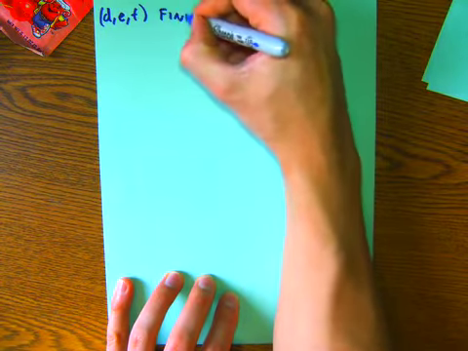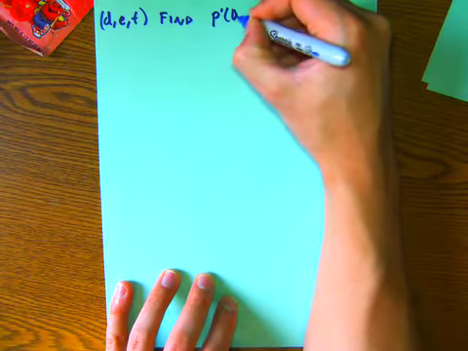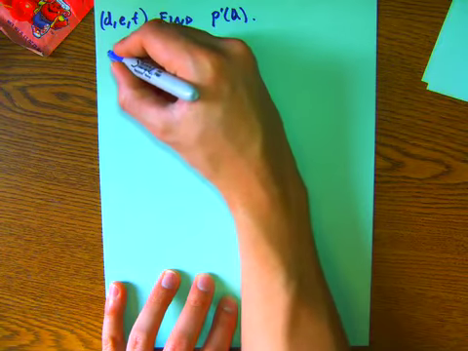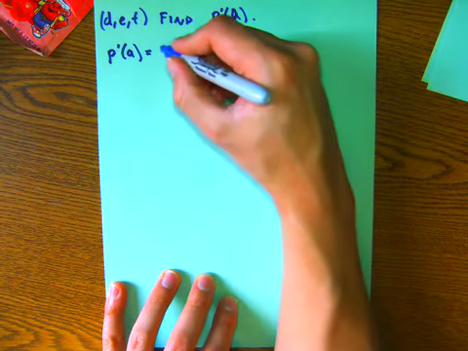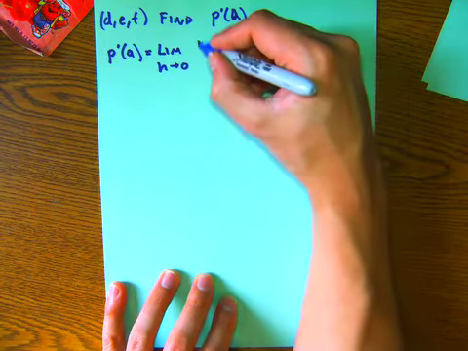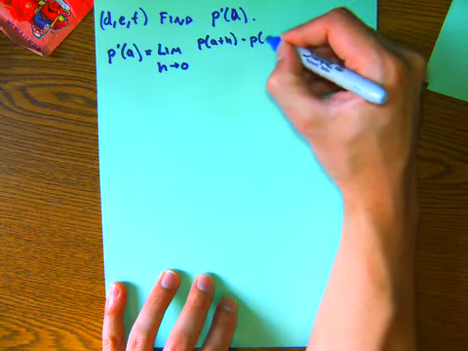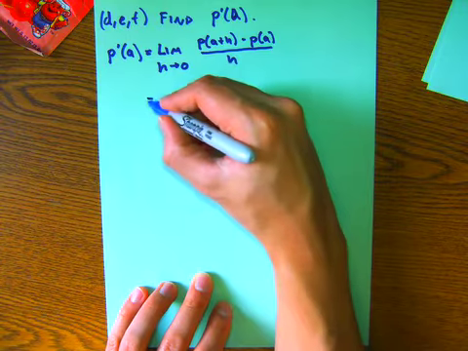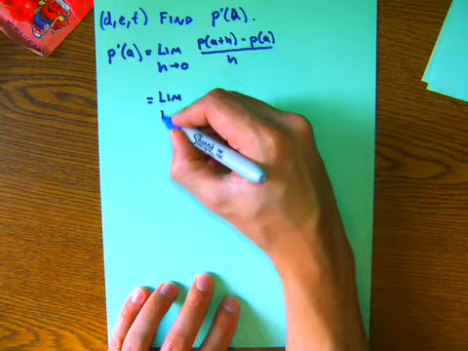I'm going to find the derivative at a point a. So first thing to do is write the definition. I'm fixing some number a, and the derivative is going to be the limit as h goes to 0 of p of a plus h minus p of a, over h. And we know what p is, so we can plug in the corresponding values.